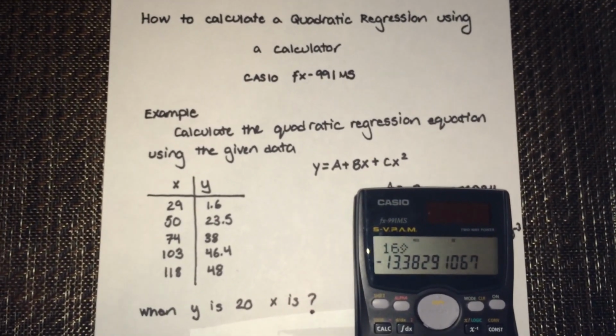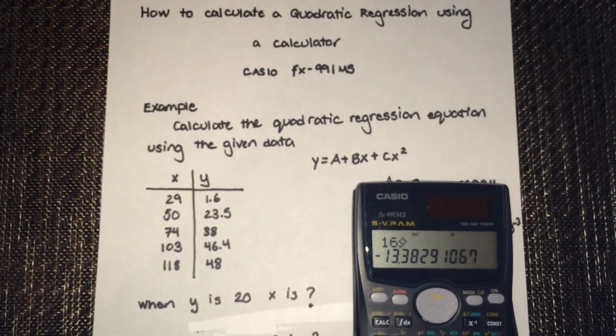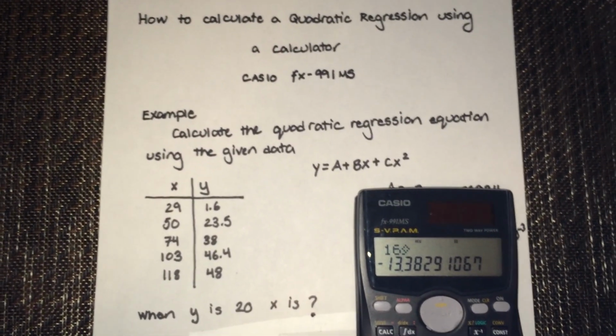Okay. So I showed you how to enter in the data as well as get the quadratic regression. Note that the calculator will not give you the r and r squared for a quadratic regression. You can get it for the other regression types, but not for the quadratic.